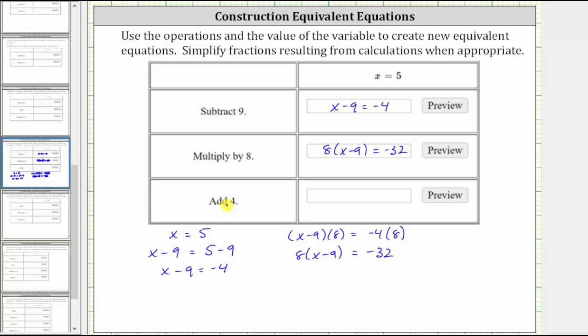The third operation is add 4, so now we take this equation and add 4 to both sides of the equation. This gives us 8 times the quantity x minus 9 plus 4 equals negative 32 plus 4. We'll leave the left side of the equation as it is. 8 times the quantity x minus 9 plus 4 equals negative 32 plus 4 is negative 28. This is our next equivalent equation. All three of these equations are equivalent because all have a solution of x equals 5. Let's look at a second example.